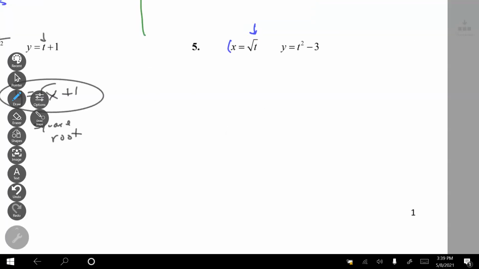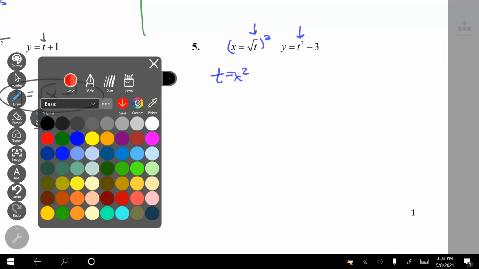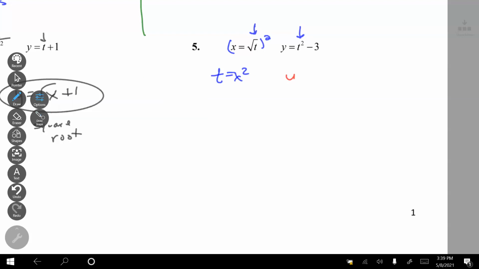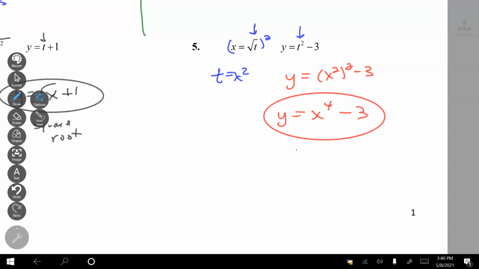I can get t by itself, so I better square everything. I get t equals x squared. I can put in for this t, and by doing that I get y equals parentheses x squared squared minus 3, or y equals x to the 4th minus 3. x to the 4th is called a quartic. It's still a U-shaped graph.